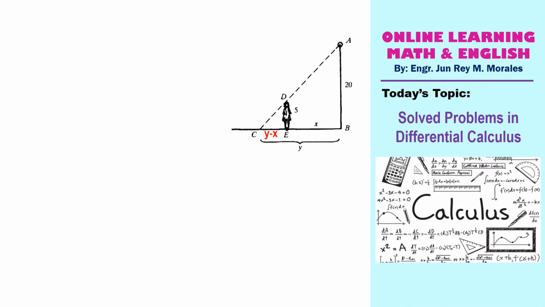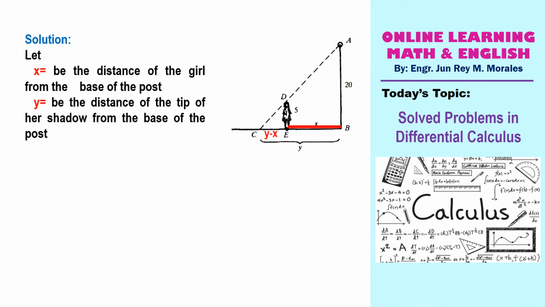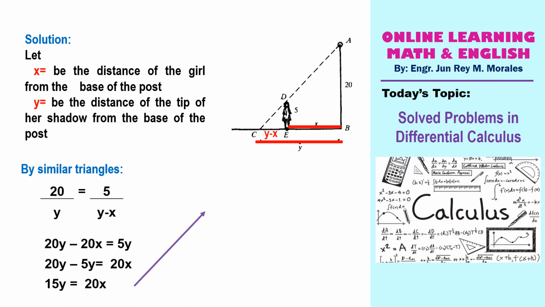To solve this problem, let x be the distance of the girl from the base of the post and y be the distance of the tip of her shadow from the base of the post. Then by similar triangles, we can say that 20 divided by y is equal to 5 divided by y minus x. Let's solve the equation and simplify it. Then we solve for its derivatives.